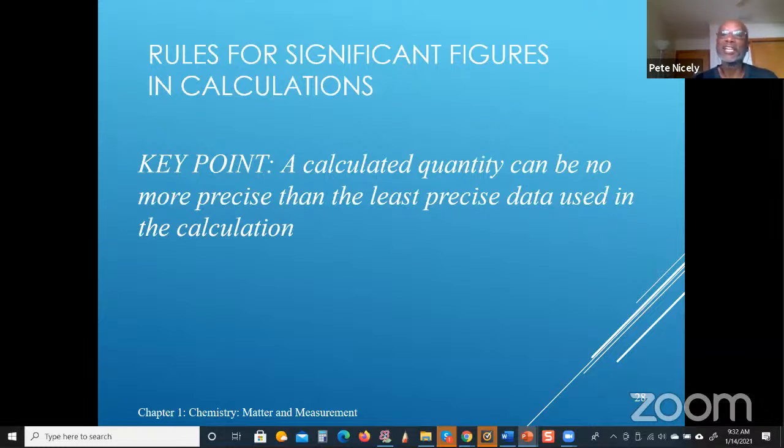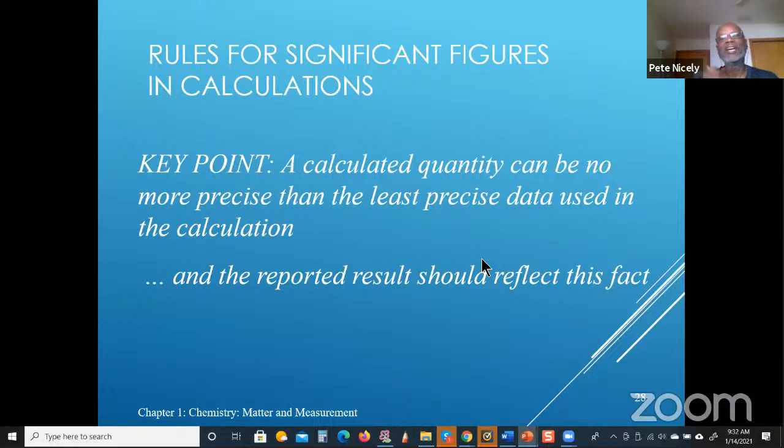So what we're going to do today to kick things off is to talk about how we deal with significant figures when we're doing mathematical operations. And again, this is something that you should have done in your introductory or high school chemistry. One key point you need to keep in mind is that a calculated quantity can be no more precise than the least precise data used in the calculation. And the reported value that results from that calculation should reflect this fact.